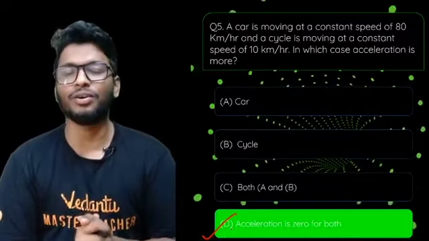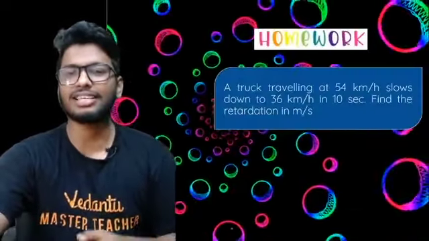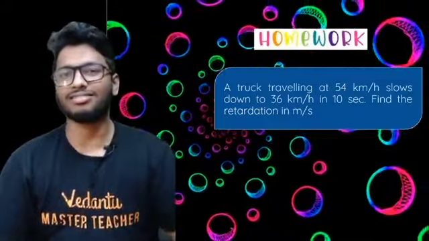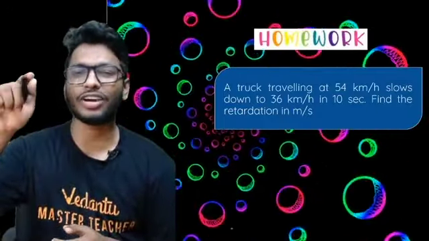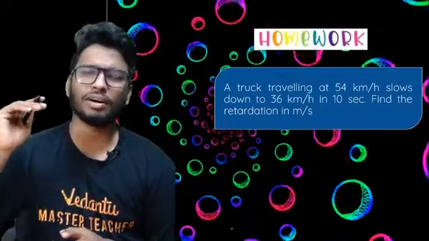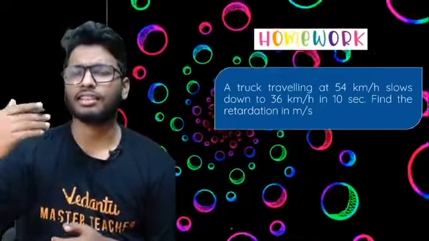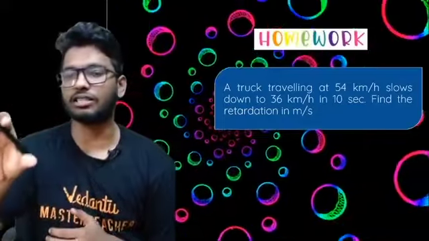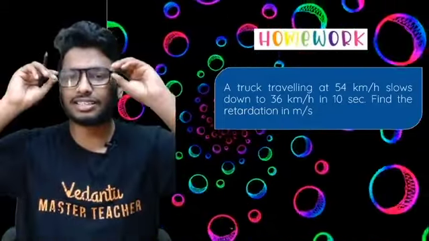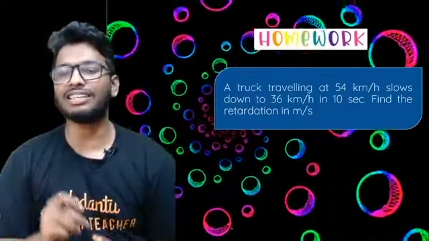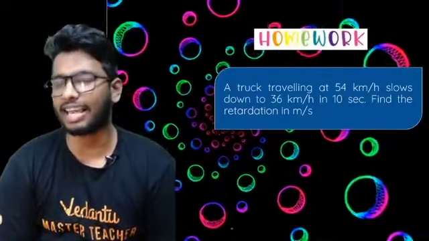I hope you guys were able to answer these questions. With that said, moving on to your homework. Yes, people, homework. So this is your homework for today. I want all of you to do it. Even if you don't put it in the comment section below, try out the question. It's good practice for you. The question is this: a truck traveling at 54 km per hour slows down to 36 km per hour in 10 seconds. Find the retardation in meter per second square.